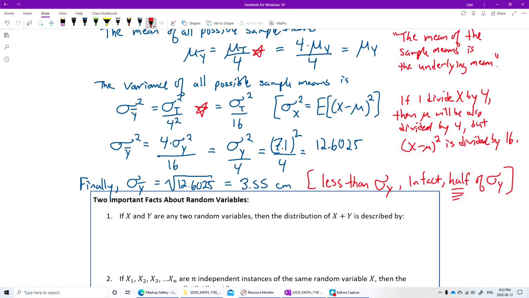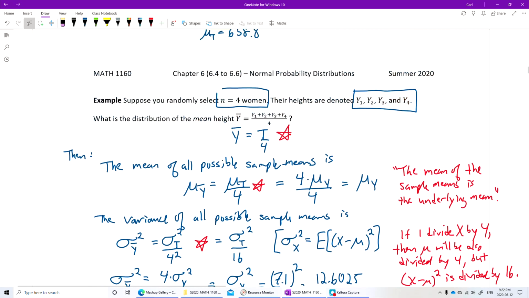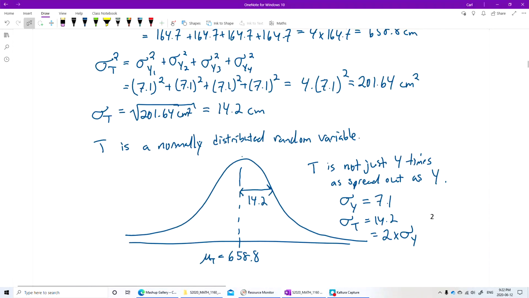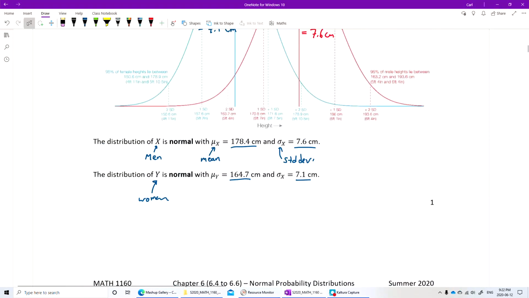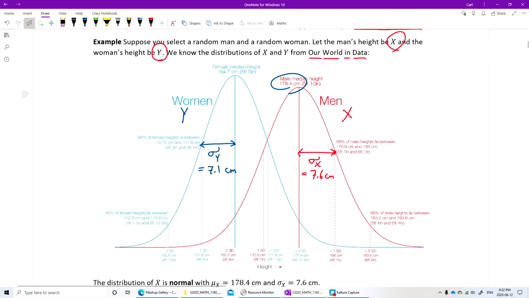Okay, let me just summarize what we did. The standard deviation for one woman is 7 centimeters, right? 7.1 centimeters. If I take 4 women's heights and find the mean, the average, the spread in the average is now only 3.5 centimeters. So the average is half as spread out.